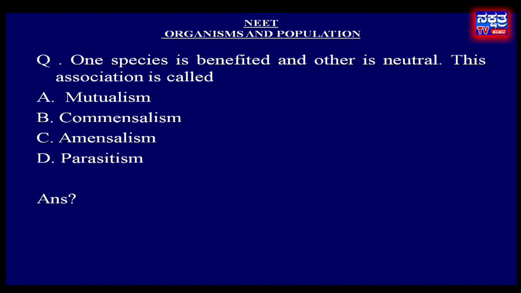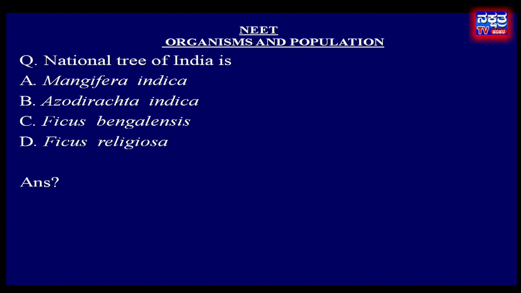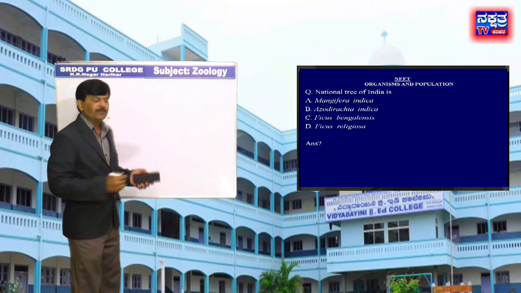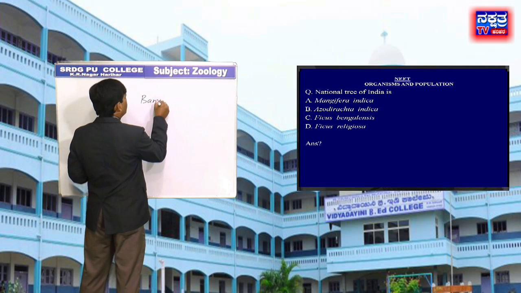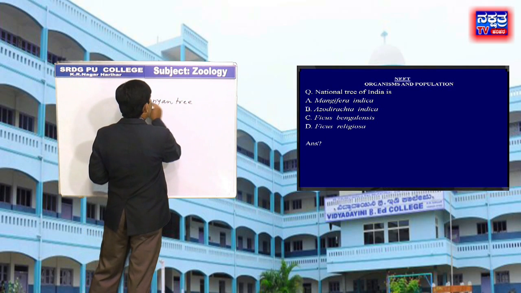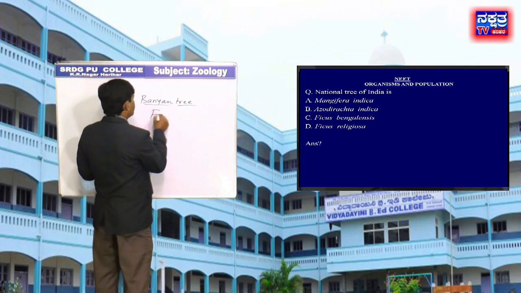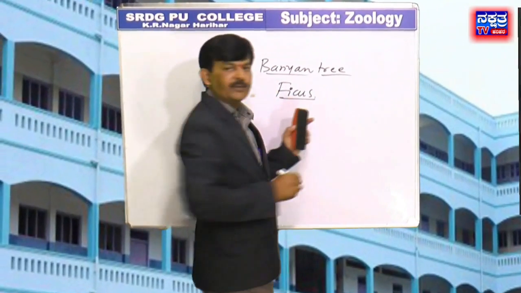Move to next question. National tree of India is option A, Mangifera indica, B, Azadirachta indica, C, Ficus bengalensis, D, Ficus religiosa. National tree of India is banyan tree. It is scientifically called Ficus bengalensis.